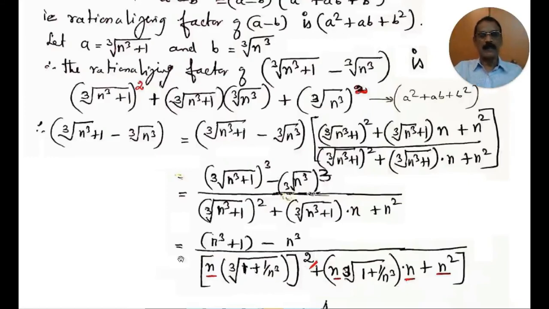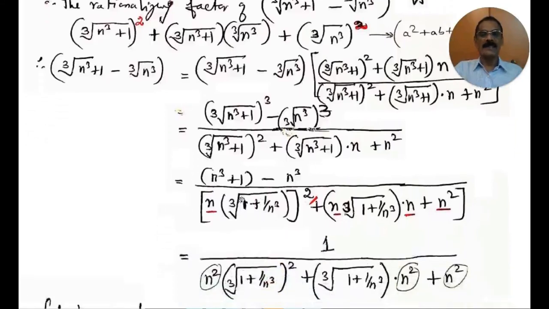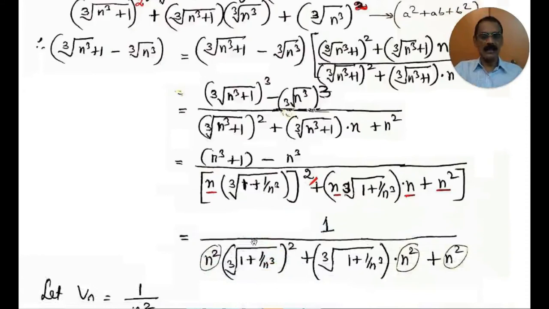So the next step will be this: n cubed minus n cubed get cancelled, and hence we get 1 divided by n squared into the cubic root of (1 plus 1 by n) whole squared plus n into n squared. The rest of the factor is the cubic root of 1 plus n cubed plus n squared. That is, every term in the denominator has n squared.